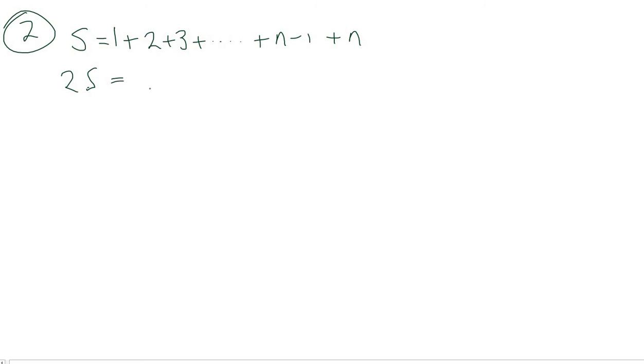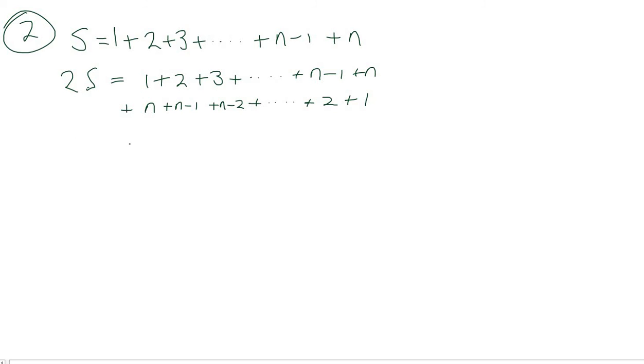Or rather just s added onto itself, but he did it in quite a clever way. So let's have a look. So we've got that, and then we're going to add s onto itself, but we're going to do it like this. So we're going to go backwards. So we're adding n plus n minus 1 plus, I'll do it completely for clarity, plus n minus 2 plus 2 plus 1.